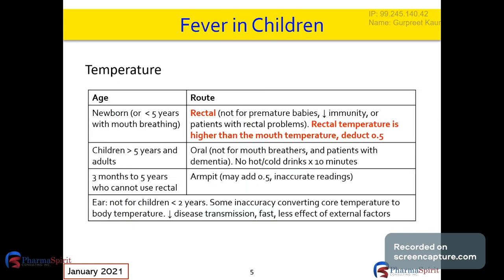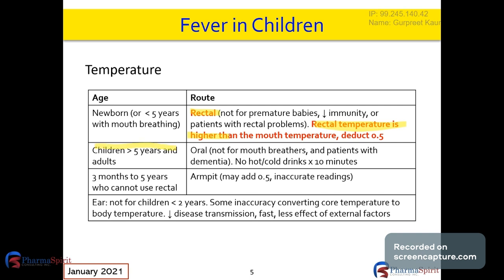Fever in children and how we can measure the body temperature. So for newborn or children less than 5 years of age with mouth breathing, they breathe through the mouth, we will use rectal body temperature. Rectal body temperature is not for the premature babies or for patients who have reduced immunity or for patients with rectal problems. So rectal body temperature is not for these groups. Rectal body temperature is usually higher than the mouth temperature, and that's why we usually deduct 0.5. So if we measure the rectal body temperature and it's 39, usually this is about half degree higher than the mouth temperature, so we usually reduce it by 0.5.